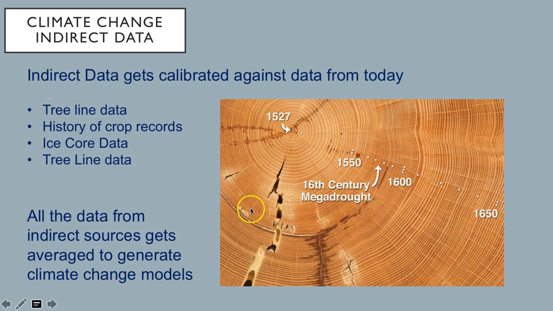For example, using tree ring data, we measure the width of a tree ring this year, along with today's temperature and carbon dioxide levels. Then we calibrate the tree rings from older rings on older trees. So a tree ring with a certain width today can be used to determine that a ring with the same width 1,000 years ago grew at the same temperature and carbon dioxide levels. Then all the data from indirect sources is averaged to generate climate change models with a single line.